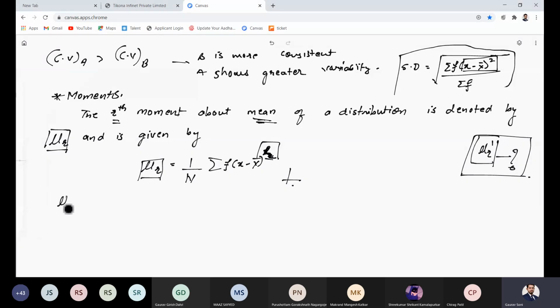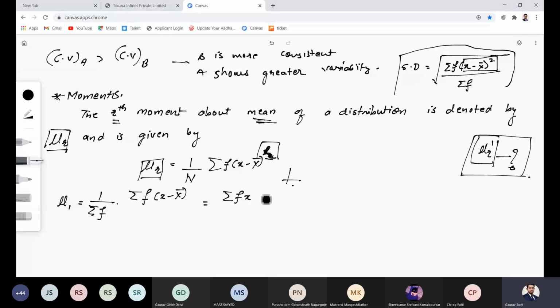So what is mu 1? Mu 1 is equal to 1 upon n, n meaning summation f, summation f into x minus x bar raised to 1. I can separate this as summation f x minus x bar summation f, with the denominator summation f and summation f, so these two get cancelled out. Summation fx upon summation f is x bar, minus x bar. Answer is 0. So mu 1 is always 0.